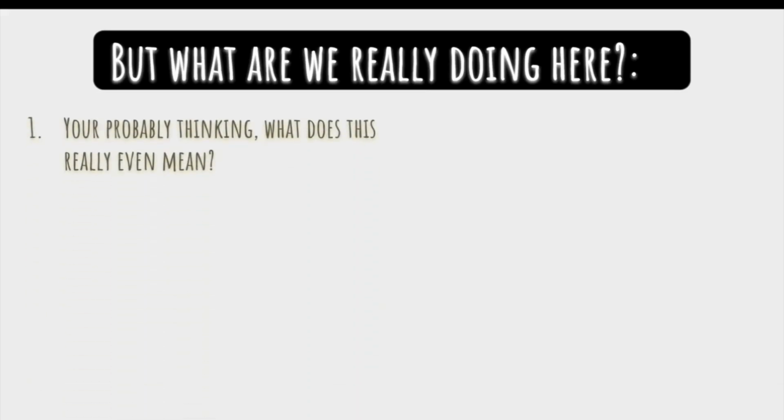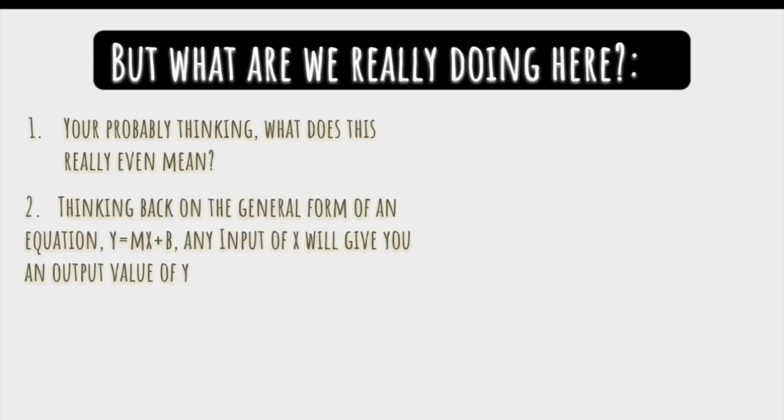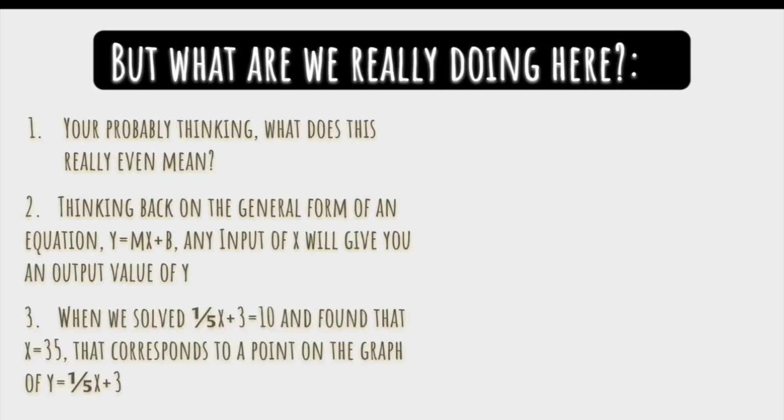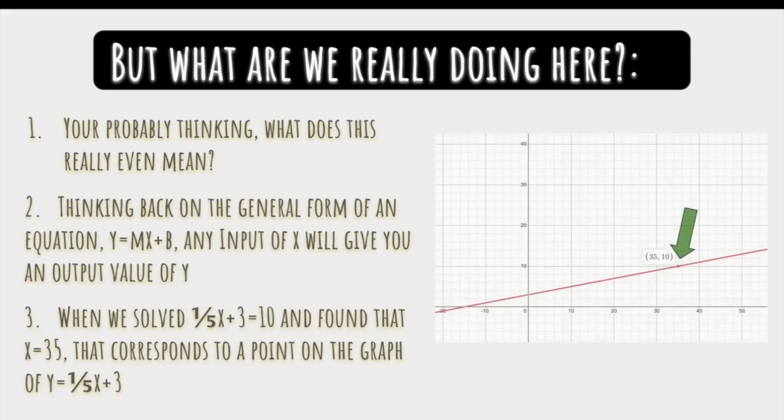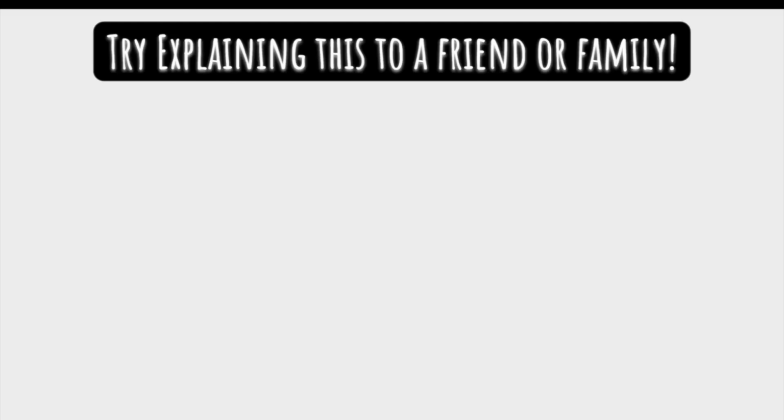What are we really doing here, though? You're probably sitting here thinking, what does this even mean? Thinking back on the general form of an equation, y equals mx plus b, any input value of x will give you an output value of y. When we solve 1/5 x plus 3 equals 10 and found that x equals 35, that really corresponds to a point on the graph of y equals 1/5 x plus 3. Over here, I provided a picture for you guys to show that when we plug 35 in, y is indeed 10. Last of all, I want you guys to try to explain this to a friend or family.